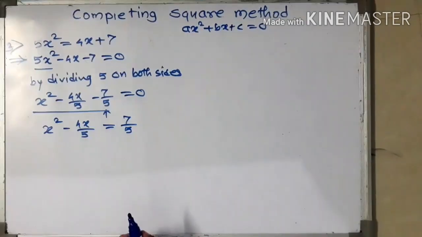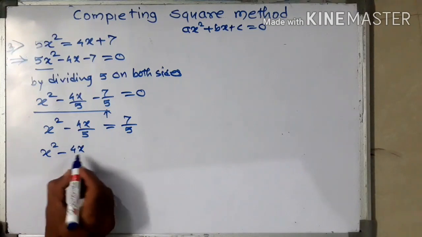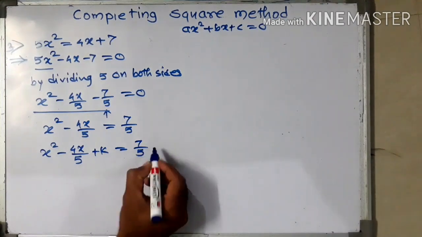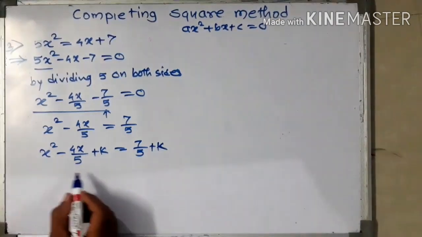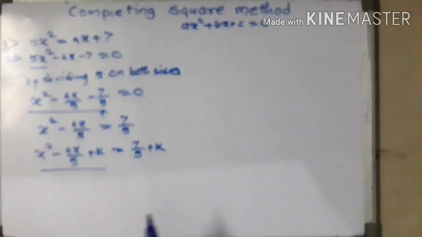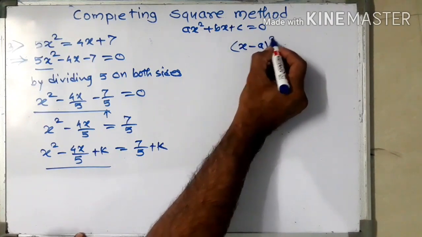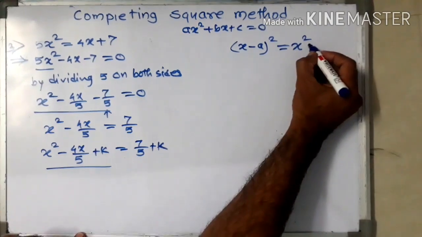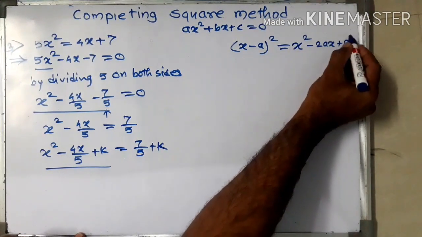Now add the new third term k on both sides. Now we have to find the value of k by comparing that polynomial with a perfect square polynomial. The perfect square polynomial is (x minus a) bracket square. This is the perfect square polynomial. The expansion of that polynomial is x square minus 2ax plus a square.